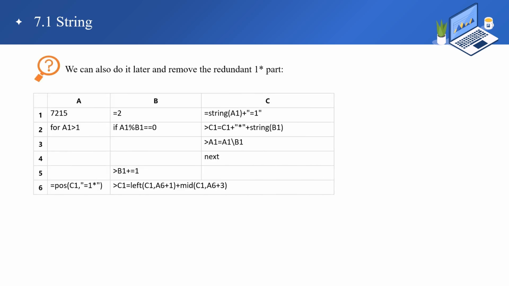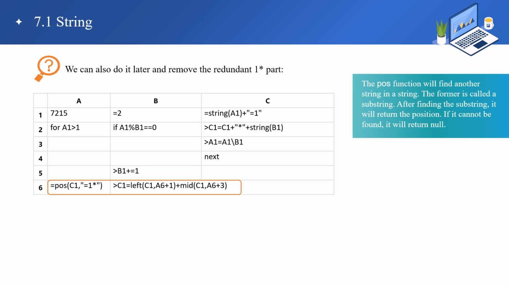We can also do it later and remove the redundant 1 times part. We encounter another function, pos, here, which will find another string in a string. The former is called a substring. After finding the substring, it will return the position, that is, starting from this position, the characters of the original string will be this substring. If it cannot be found, it will return null. This is very similar to the pos function of the sequence, but it also needs to write the string as a parameter rather than the object syntax.